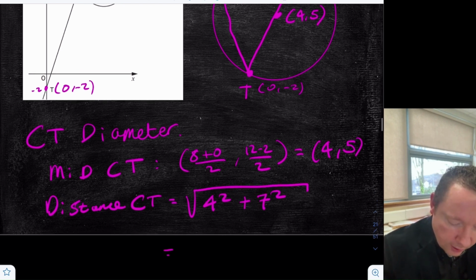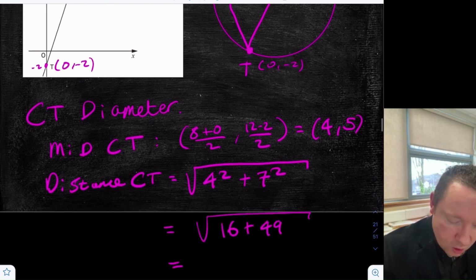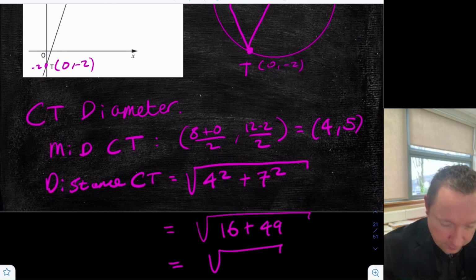So 16 plus 49 is 65, that is the square root of 65.